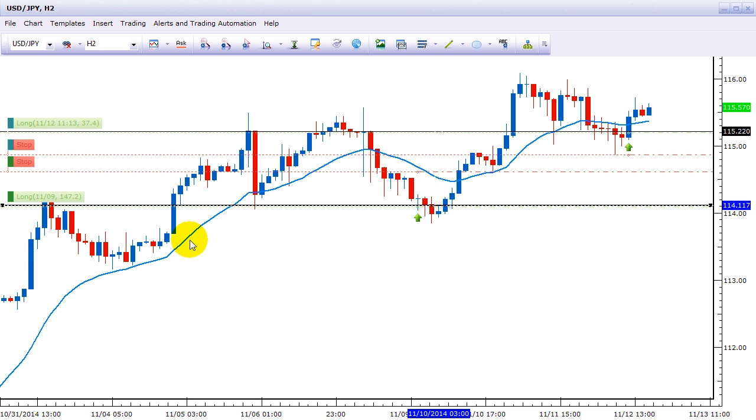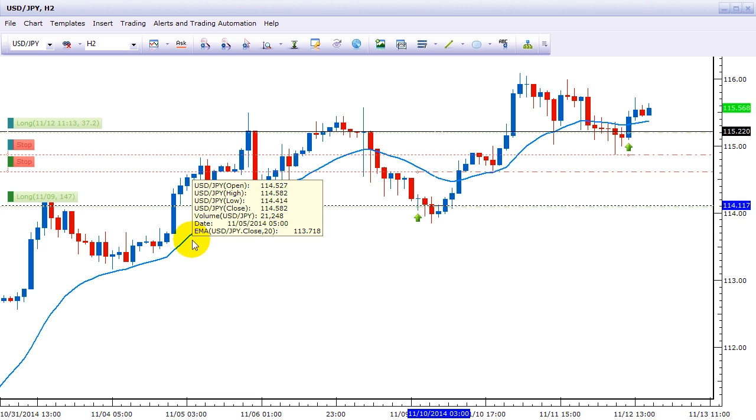My original stop was right about here. It's about 46 pips below. So I got in at 114.09. My stop was at 113.63, so 46 pips. And since the market took out the prior double top and highs and went past that, after that I adjusted my stop below here on this position.